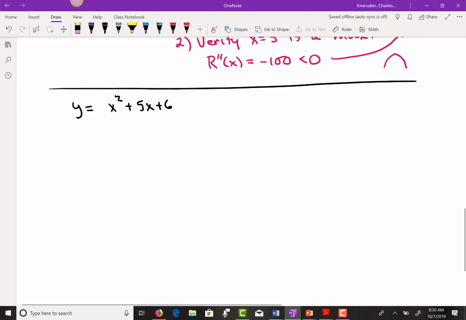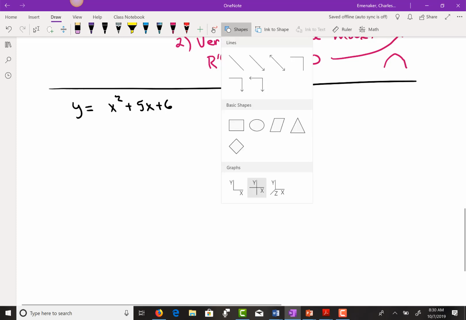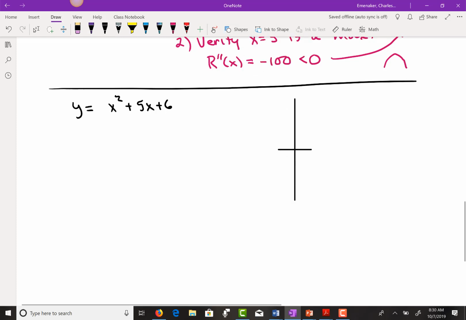Hey, I'll show you something cool. There you go. How about that? Okay, it's going to be a parabola. It's going to go through, let's see, kind of like that. So there's our graph.